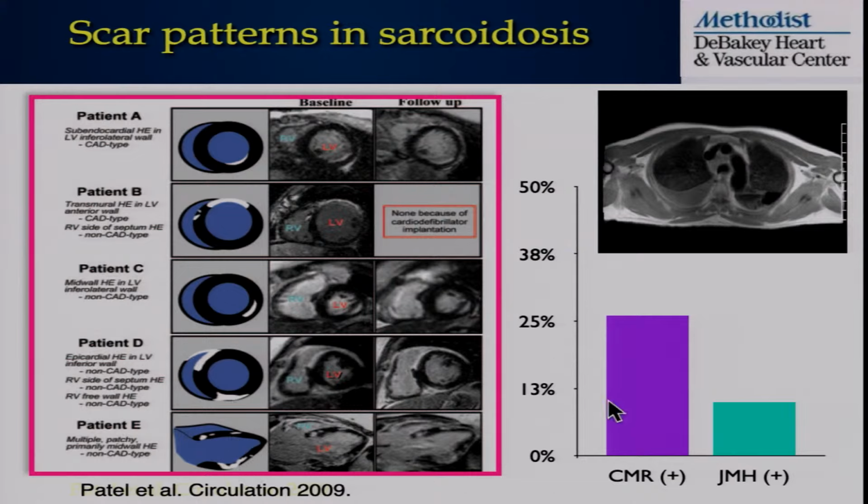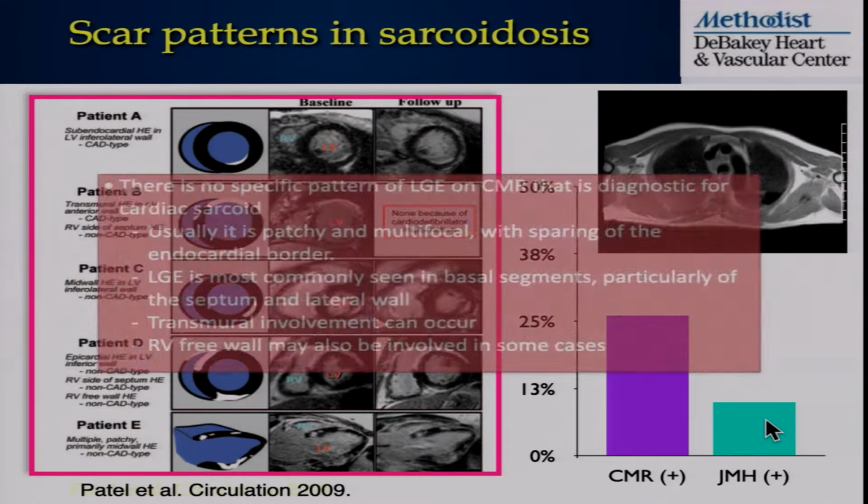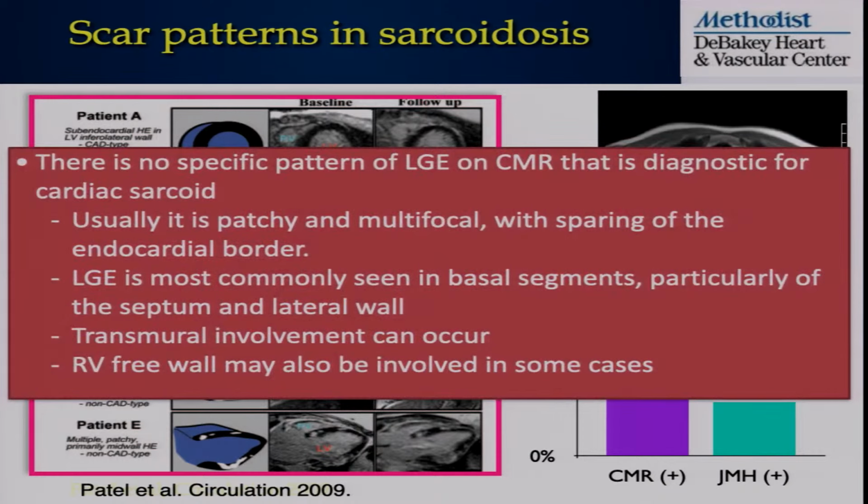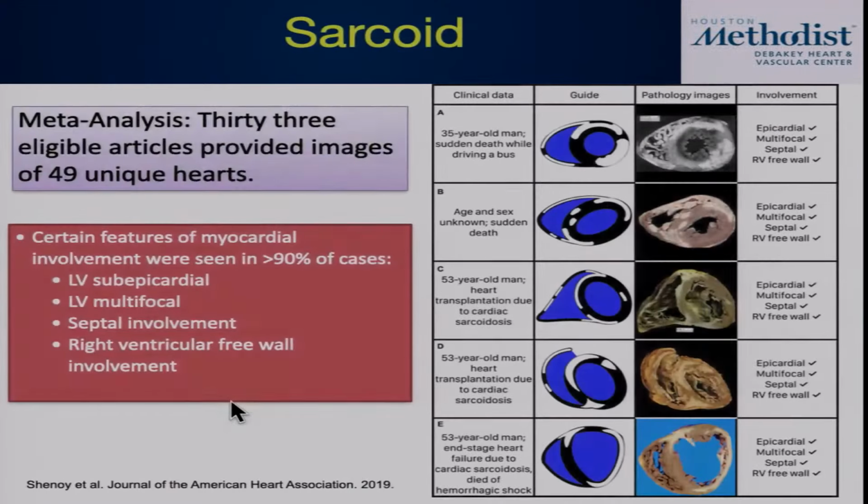In this particular study, they found that the prevalence of myocardial damage in patients who had known extracardiac sarcoid was almost 25%, compared to using the traditional Japanese Ministry of Health criteria, where the prevalence of abnormalities was only identified at about 10 to 12%, suggesting that the MRI is more sensitive at identifying myocardial involvement. A few things this initial study pointed out were, one, it's oftentimes multifocal when there's sarcoid involvement. It can be transmural, and the RV free wall may be affected as well.